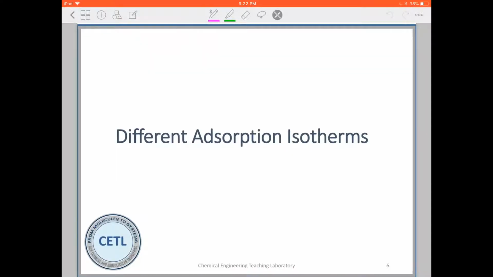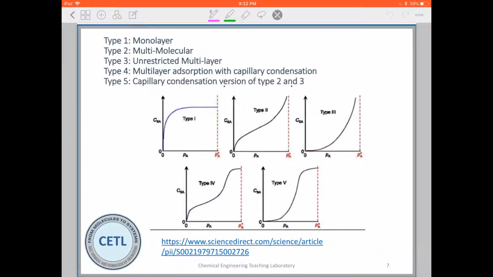So, as mentioned previously, we have different adsorption isotherms, and the most common ones we see are the following. Type 1 is your monolayer, and this is usually your Langmuir isotherm. Then we have type 2, which is multimolecular. So you may have several different types of molecules adsorbing onto the surface. Type 3 is what we call unrestricted. So you get this hyperbolic type of function right here.